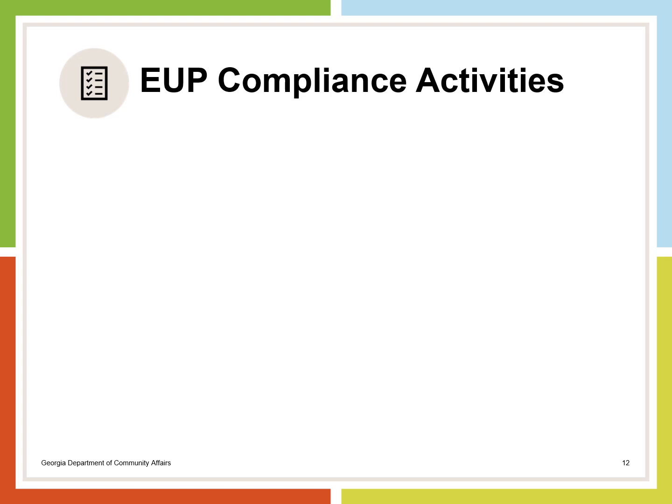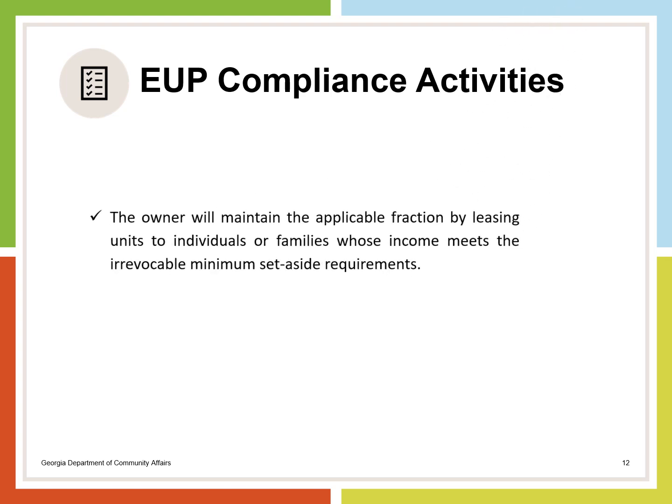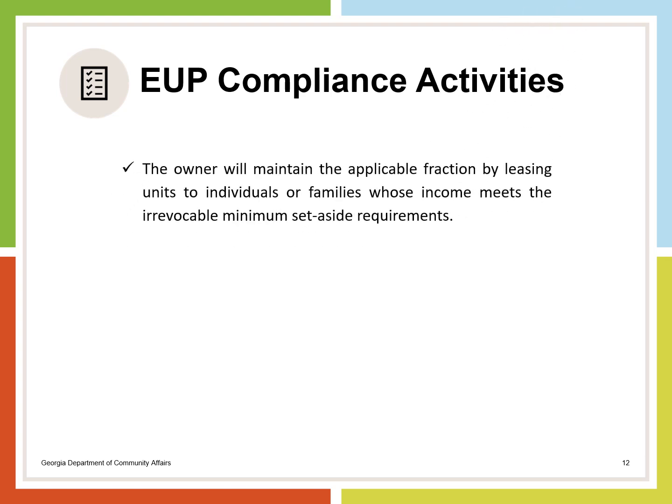For buildings of projects not seeking termination and thus entering the extended use period, the next topic you need to know are the EUP compliance activities and requirements. Under the DCA/GHFA Declaration of Land Use Restrictive Covenants for housing tax credits, the owner agrees to comply with the following EUP requirements for the term of the agreement. The owner will maintain the applicable fraction by leasing units to individuals or families whose income meets the minimum set-aside requirements as irrevocably elected by the owner at the time of the first year of the credit period.